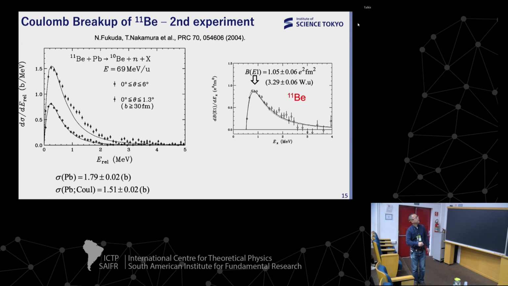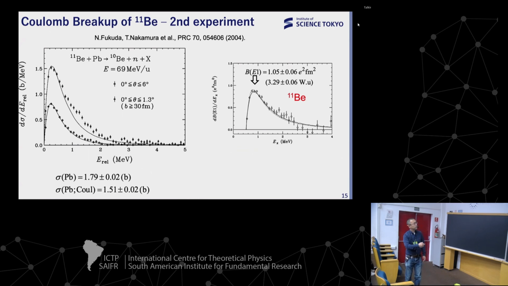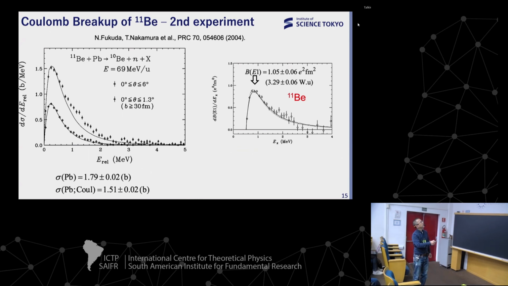The second experiment, we could do better because we had much more statistics, and it was published in 2004. So this is now the Coulomb breakup cross-section, actually just the breakup cross-section on a lead target at 69 MeV/U, but you have two curves. The one has a wider angular range, 0 to 6 degrees, while this is from 0 to 1.3 degrees. Why we did that, I will explain to you.